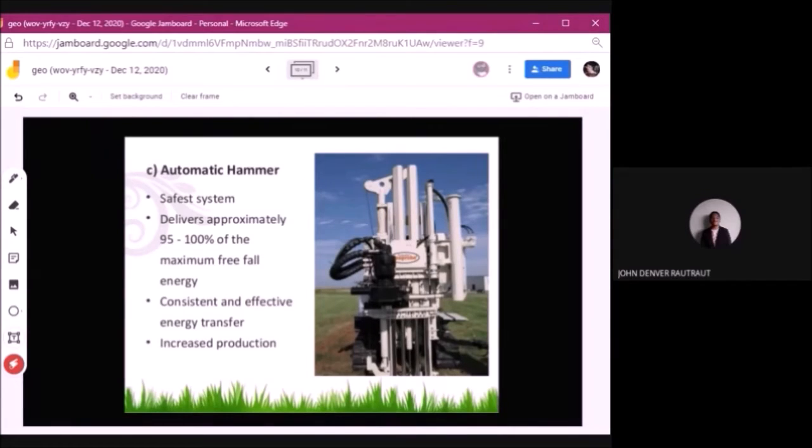So that's all for the equipment and tools for the SPT experiment. Let us proceed to the procedure of conducting the SPT experiment. And this is how we conduct the SPT or standard penetration test.